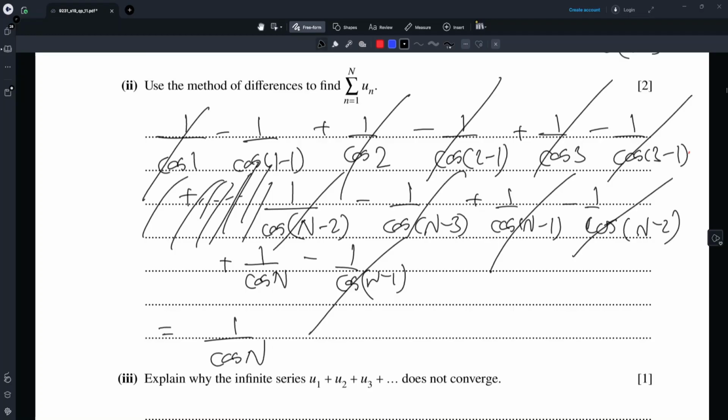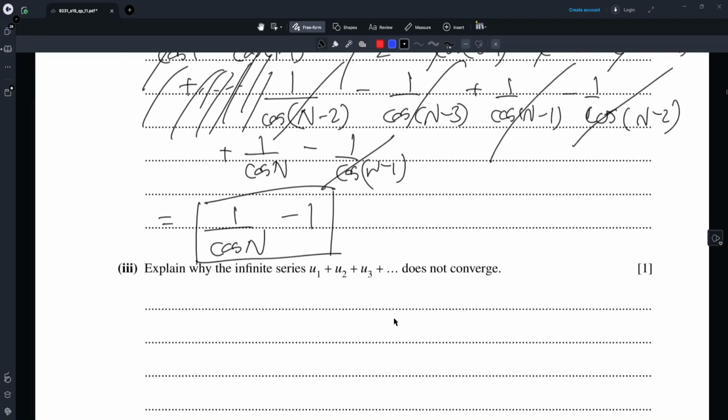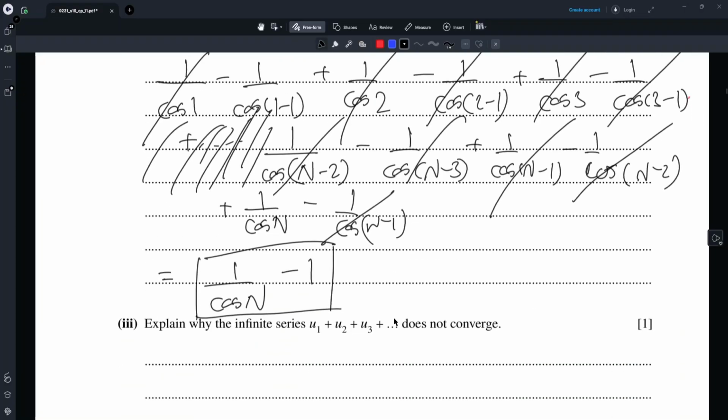Now, here's another issue. No, it's okay. Minus 1, yes, minus 1. The reason is that this becomes cos 0. We know cos 0 is 1. So we have a minus 1 by 1. So we write it down as 1 by cos n minus 1. Explain why the infinite series does not converge. Okay, this is u n, right?